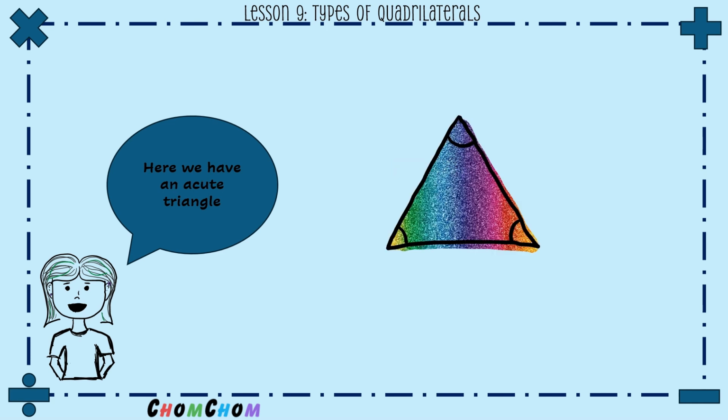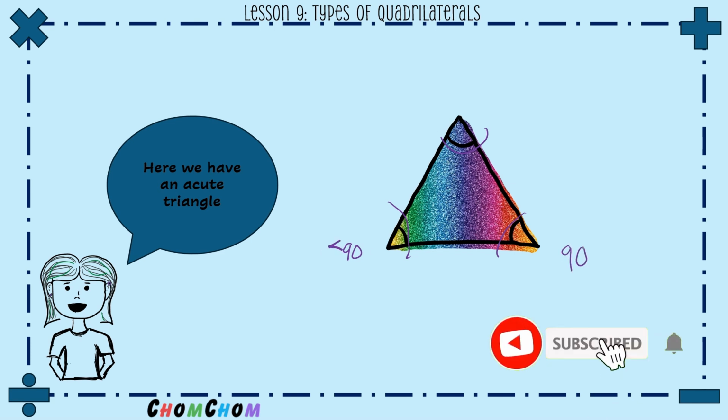Next up, we have an acute triangle. An acute triangle has angles that are all less than 90 degrees. Each one of these angles is less than 90 degrees. So an acute triangle is made up of acute angles.